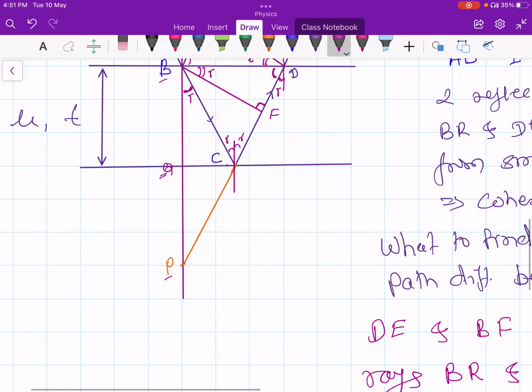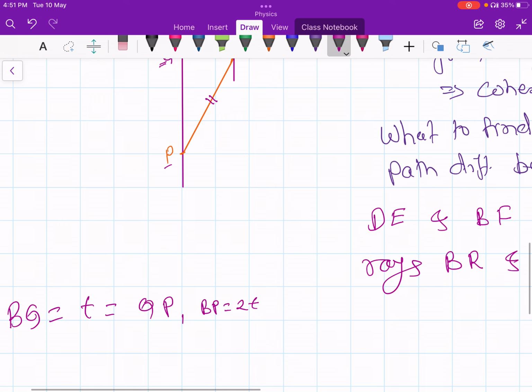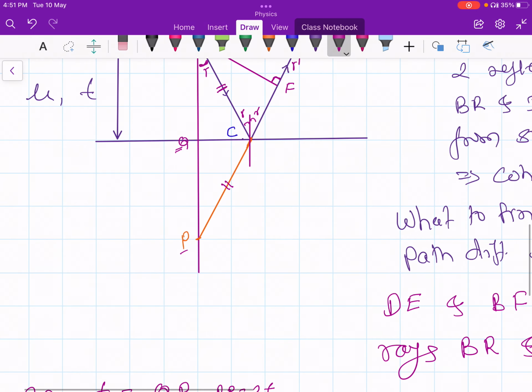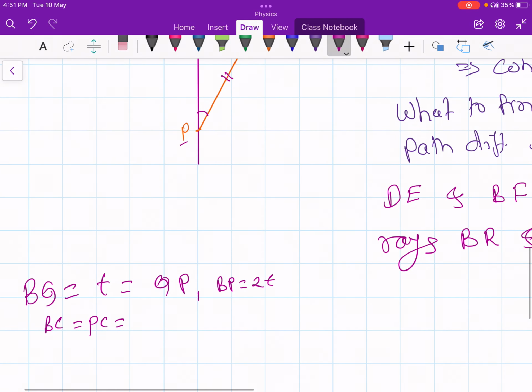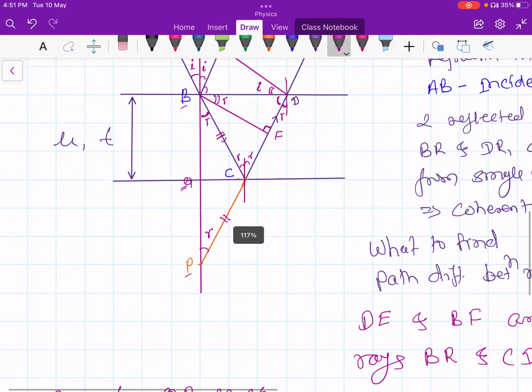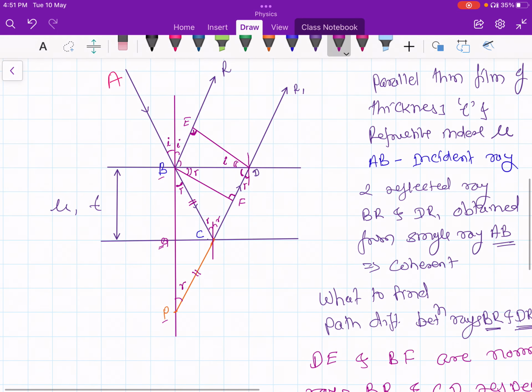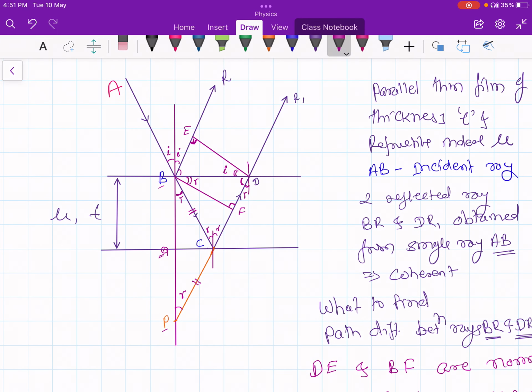Now here in this case, this BC is equal to PC. What we get here as per the geometry is BC is equal to PC, and therefore angle P is equal to R. So this angle is R over here. Let's see the diagram carefully now. What we are going to find is the path difference between BR and DR1. For that we have done this extra geometry.